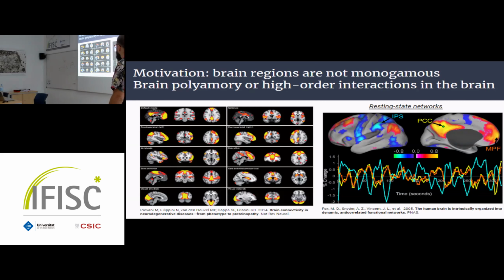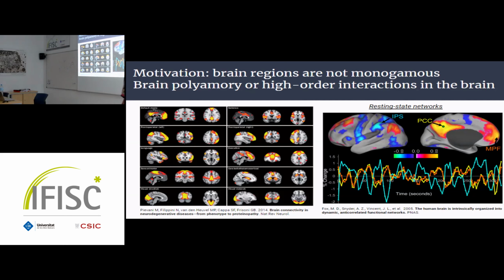So here again is the picture that I was showing before. You have different resting state networks that you can obtain by functional magnetic resonance imaging. These are regions that tend to be active at the same time, and you can see that many parts of the brain are active at the same time. So it's not just couples of brain areas, but more like a collection of distinct collectives at different time scales and different spatial scales as well.